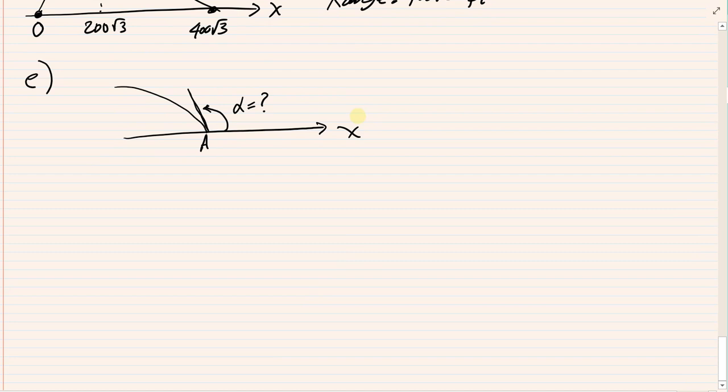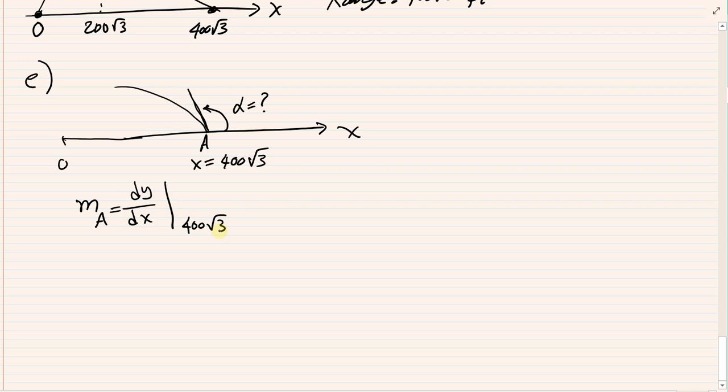So let's take a look at the slope of a tangent when x is, remember, at that point x is 400 root 3. Correct? So the slope at A is going to be, again, dy over dx, or the derivative of the function. We want to evaluate it at 400 root 3. The slope of a tangent we found earlier was root 3 minus x over 200.